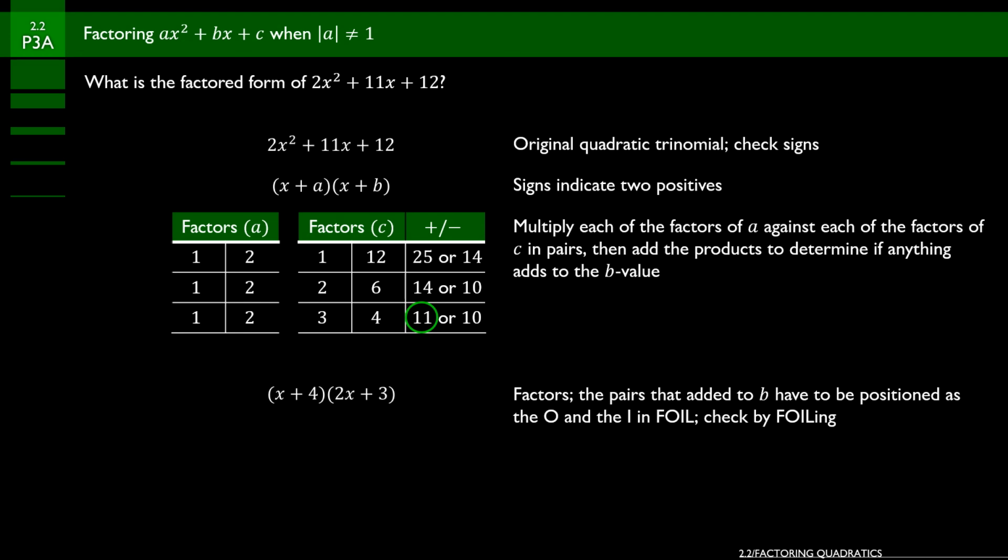To see if we're correct, we again FOIL. So x times 2x is 2x squared, x times 3 is 3x, 4 times 2x is 8x, so 8x plus 3x is 11x, and then 4 times 3 is 12. So we do get the original equation of 2x squared plus 11x plus 12.